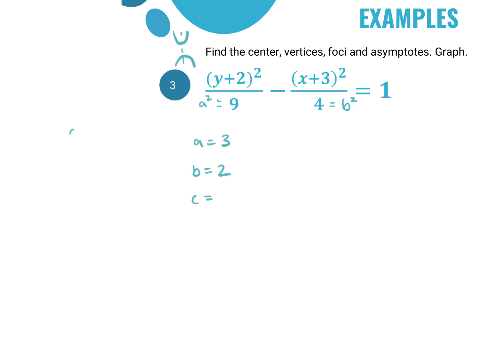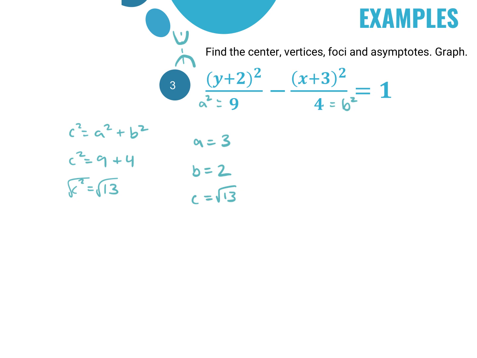A squared plus b squared. So c squared equals a squared plus b squared. c squared equals 9 plus 4. So c squared would equal 13. Take the square root. So c is the square root of 13. We can't simplify the square root of 13.